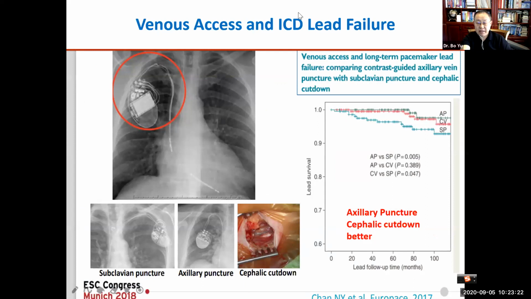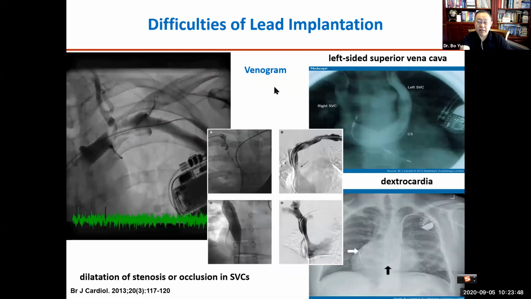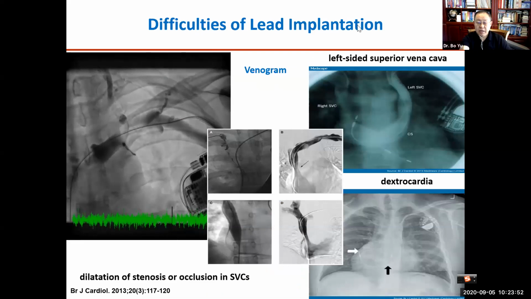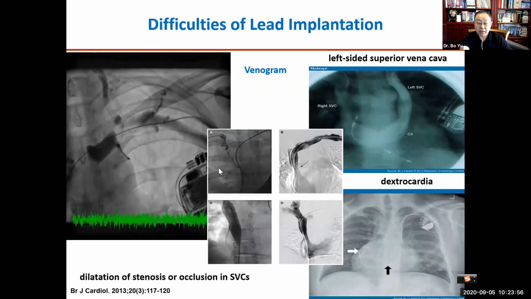For venous access and ICD lead failure, as you know, the ICD lead failure rate is about 20% in 10 years. There is a study from the EHRA Congress 2018. You can find that X-ray puncture and cephalic cut down have better results. In difficult lead implantations, you may need a venogram to find stenosis or occlusion of the SVC. You can also find some congenital abnormalities such as a left side SVC or dextrocardia, which are very difficult for implanting leads.